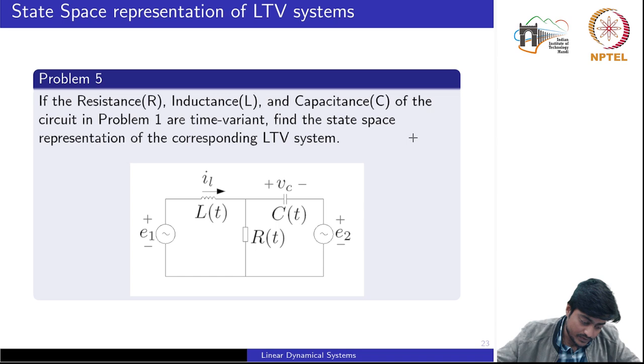Problem 5 deals with the state space representation of the LTV system. So here for the LTV system, we have assumed that all those parameters which were having some constant value in the first part of problem 1 are now time dependent parameters. The inputs would remain as they are. Now if you apply the superposition principle on this circuit, you would see that it satisfies linearity, but it is time variant because of the parameters being time dependent.